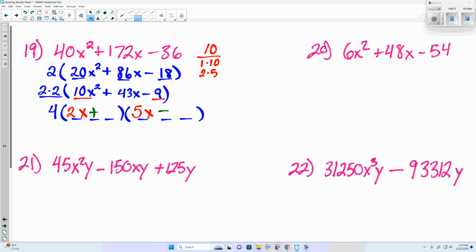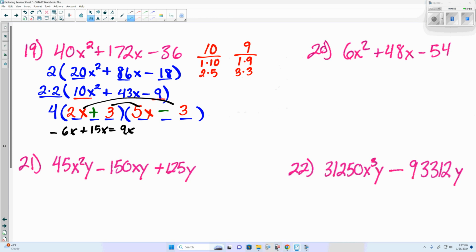And again, I'm just plugging these in, 2 and 5. Now the factors of the third term, 9. We have 1 and 9 or 3 and 3. Which one do we want to try first? 3 and 3. And the last thing we can do is check 2x times negative 3, negative 6x. Positive 3 times 5x is plus 15x. And negative 6x plus 15x, negative 6 plus 15 is 9x. And we're trying to get to 43.